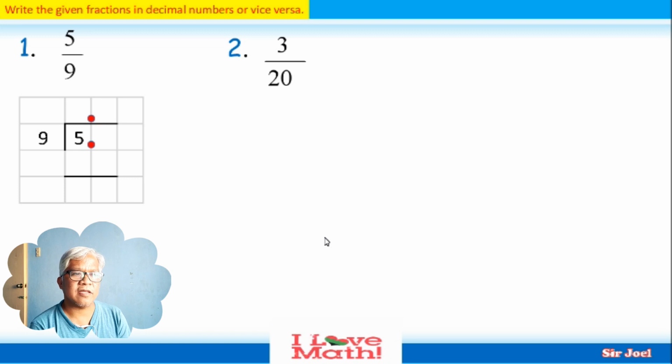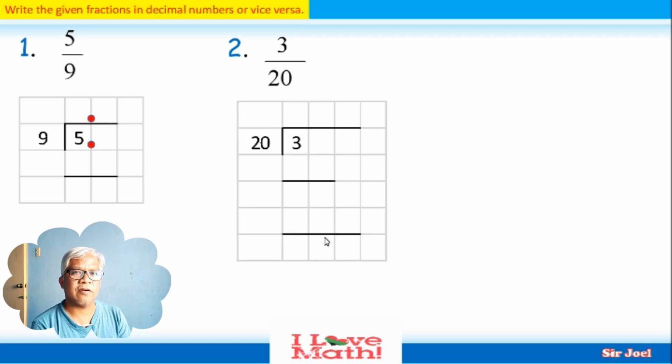Okay. Next, number 2. 3 over 20 or 3 divided by 20. 3 ang nasa loob, 20 ang nasa labas. Katulad sa number 1, kayo ang magsisolve. Lagyan na natin ng decimal point kasi you cannot divide 3 by 20. Okay? So next, we have 2 and 3/4.